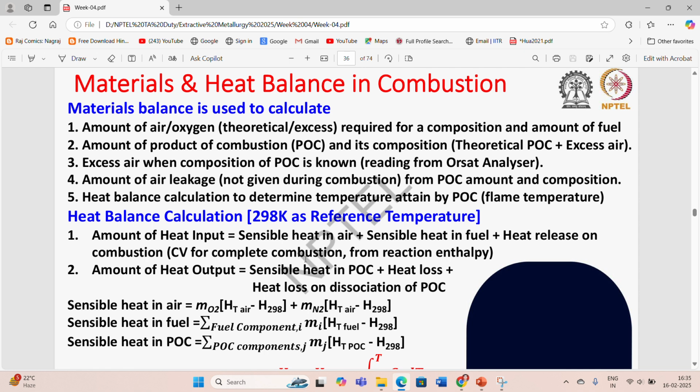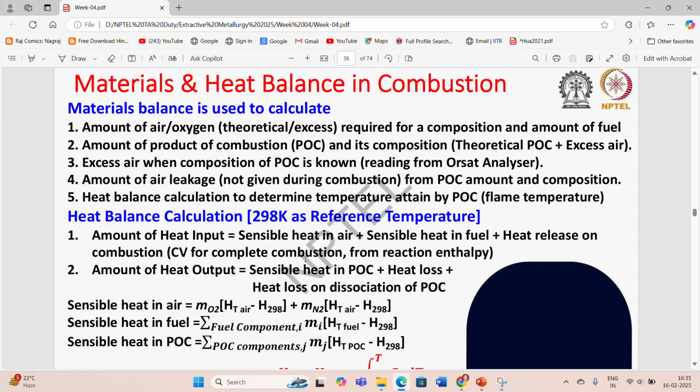Then the amount of air leakage not given during combustion, from POC amount and composition. Then heat balance calculation to determine temperature attained by POC, or flame temperature. In the heat balance, we generally calculate it at 298 Kelvin as a reference temperature. Then the amount of heat input equals sensible heat in air plus sensible heat in fuel plus heat release on combustion, that is calorific value for complete combustion from reaction enthalpy. Then we can calculate the amount of heat output, that is sensible heat in POC plus heat loss on dissociation of POC.